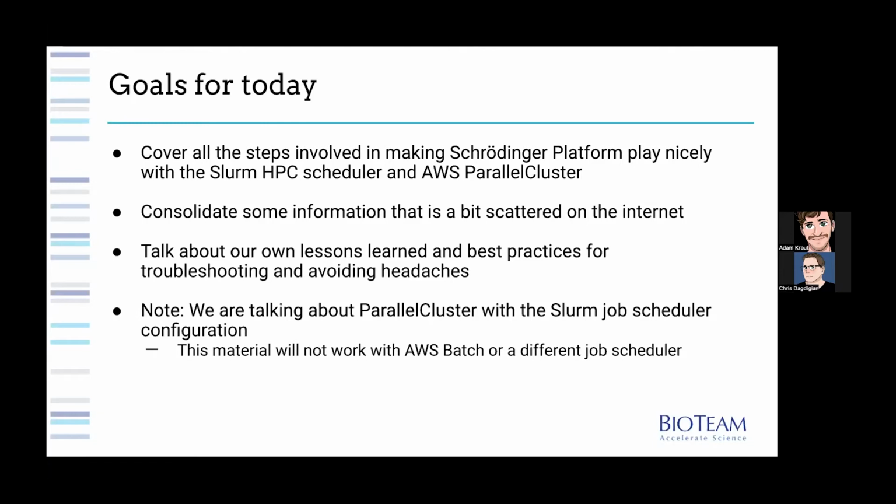The reason why is this was a long learning process for me. The documentation for doing this is scattered in a bunch of different places. I made some mistakes. I have some lessons learned. My goal is if I can centralize this into an easy to follow how-to, that's the ideal takeaway for people who attend this webinar. And then finally, because ParallelCluster is a flexible beast, we are specifically talking about ParallelCluster with the Slurm batch scheduler. We're specifically talking about making Slurm license aware. So if you run ParallelCluster with AWS Batch under the hood, this material is not going to be for you.